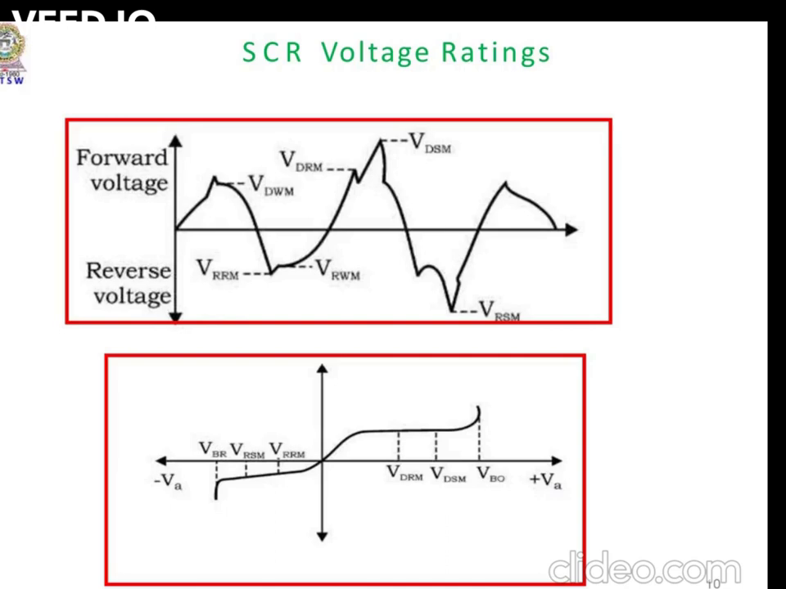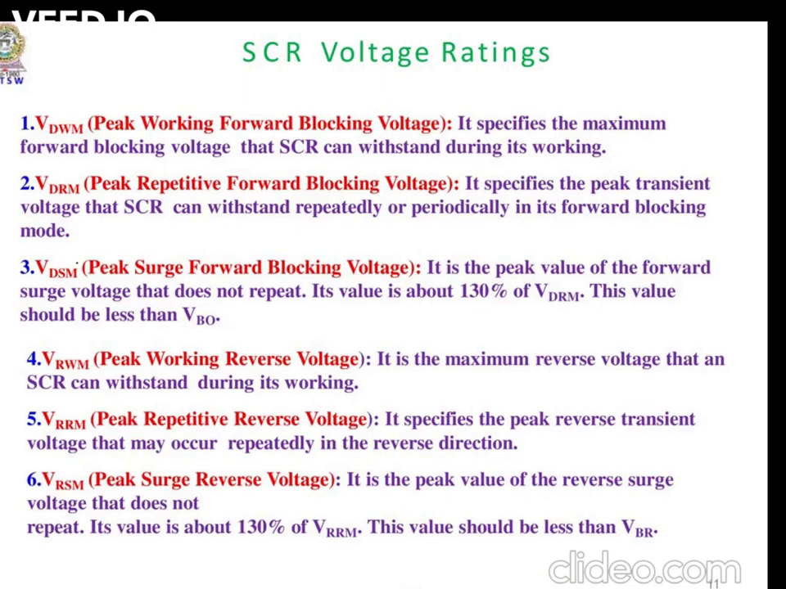Coming to SCR voltage ratings, there are forward voltages and reverse voltages: VDRM, VDSM, VDWM, VRRM, VRWM, VRSM. VDWM means peak working forward blocking voltage, and it specifies the maximum forward blocking voltage. VDRM is the repetitive peak forward blocking voltage, specifying the peak transient voltage. VDSM is the peak surge forward voltage, and VRWM is the peak working reverse voltage.